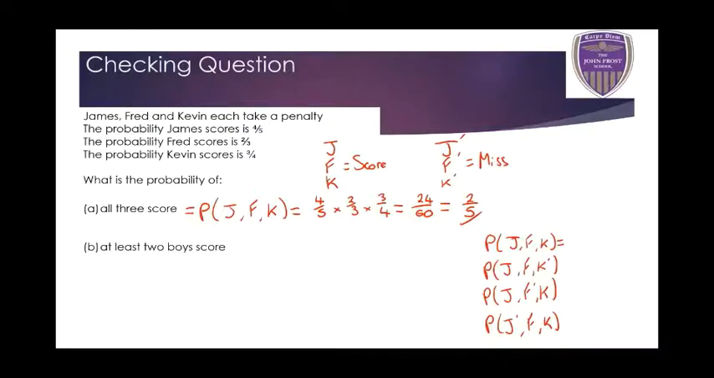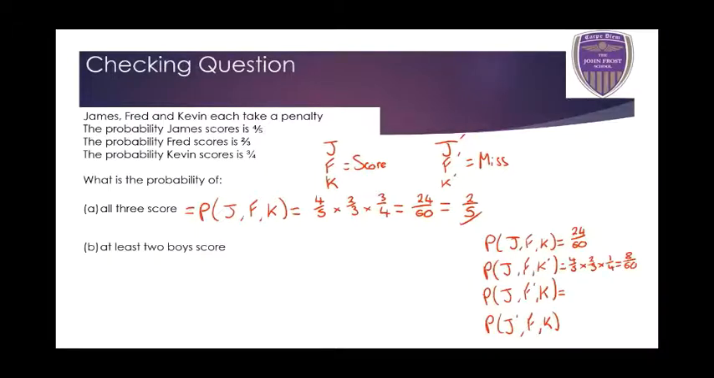So the chance of them all scoring, well, we've got that. It ended up being 24 over 60. Now I'm going to leave it as 24 over 60, and you'll see why now. The chance of James and Fred scoring, but Kevin not. So that's going to be 4 over 5 times 2 over 3 times, the chance of Kevin scoring was 3 over 4, so there's a quarter chance that he misses. And if you figured that out, you would get 8 over 60.